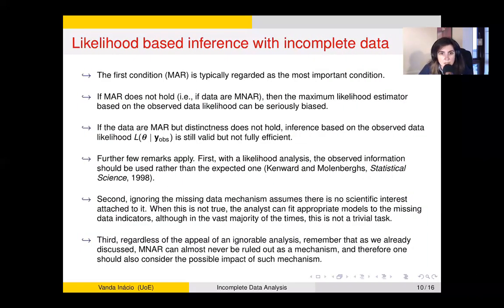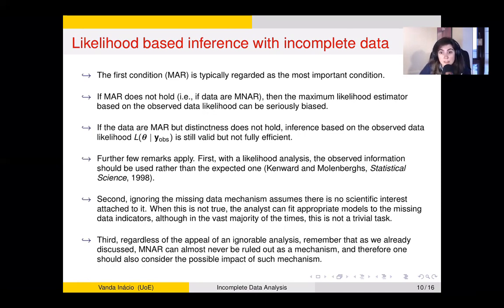I've already said the first three points, and some remarks. In the first video of this week, we talked about expected feature information and observed feature information. There is a paper that came out in 1998 by Mark Kenward and Geert Molenberghs in Statistical Science, and they recommend that in the presence of missing data, the observed information should be preferred over the expected information. It's quite a technical paper, but at least we can stick with the message.